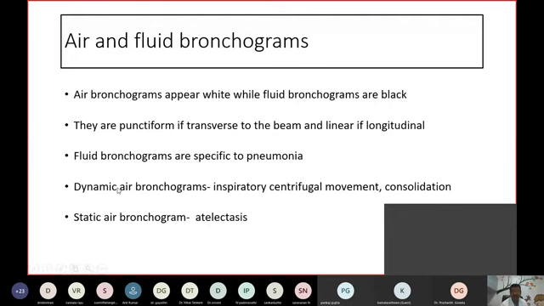With dynamic air bronchograms, you are going to see the movement of air with respiration. With inspiration, you will see the movement away from the lung, or centrifugal, and with expiration, you will see the centripetal movement. Dynamic air bronchograms are very specific for consolidation, whereas static air bronchograms, where you won't see the movement along with the lung, are seen in atelectasis.